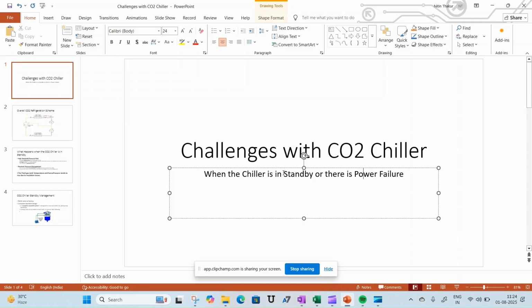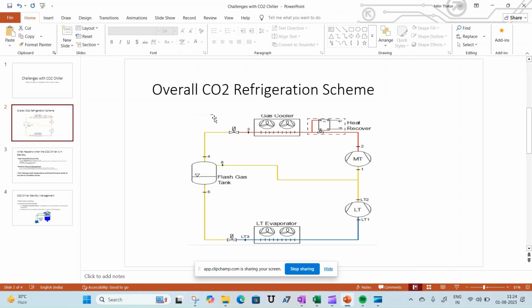But one of the challenges that we are going to talk about is: if there is a power failure or the chiller has to go in standby for a long period of time, what design considerations we should consider in the refrigerant circuit. So let's jump into it. This is more of the overall CO2 refrigeration cycle. I'll just walk through this.